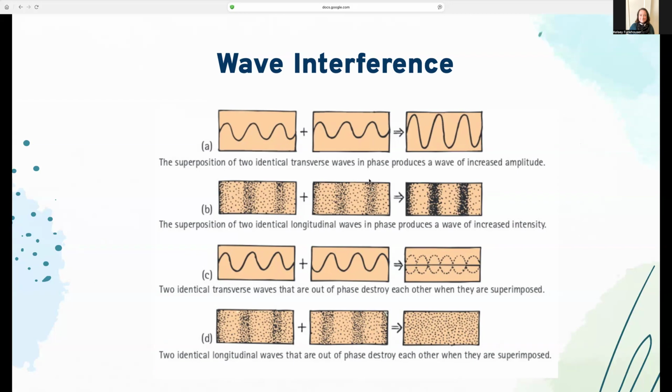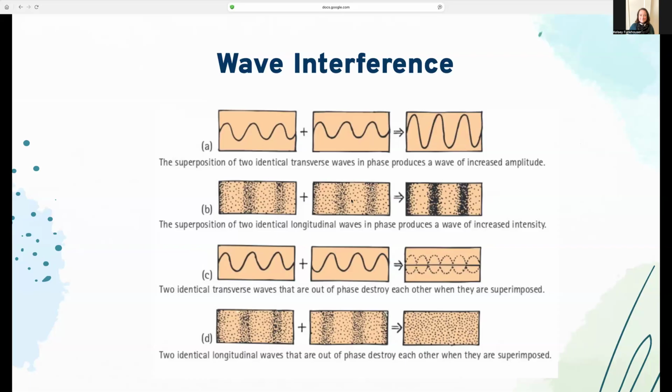So we've looked at wave interference in the traditional waveform, but now we'll also look at it again in this kind of sound waveform that we've been looking at.